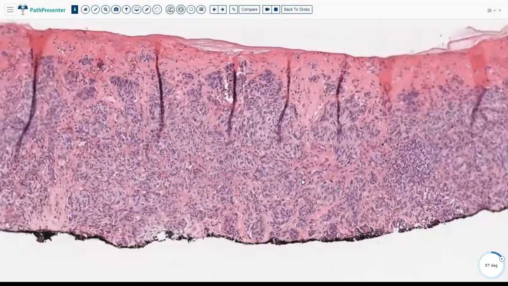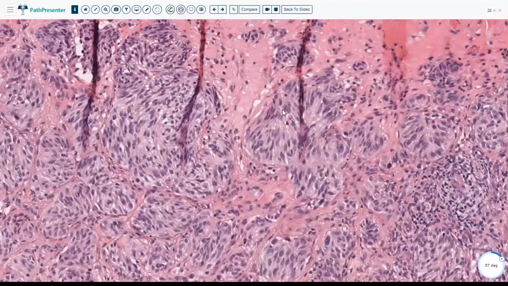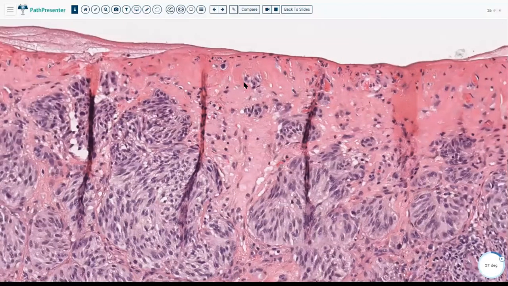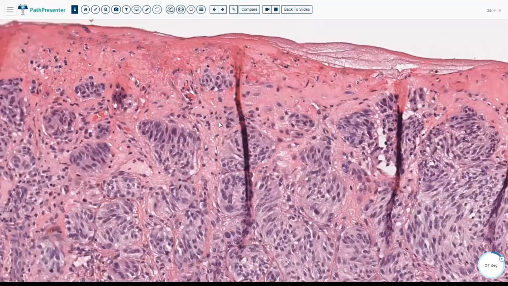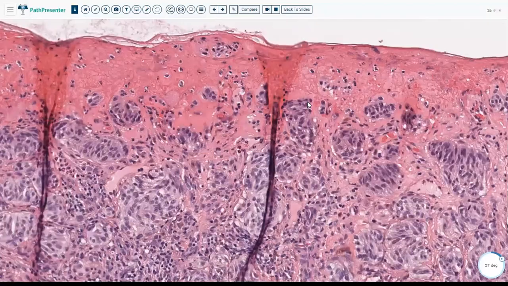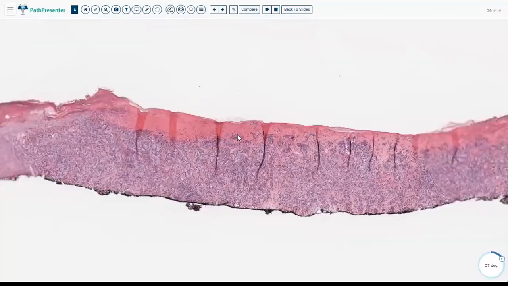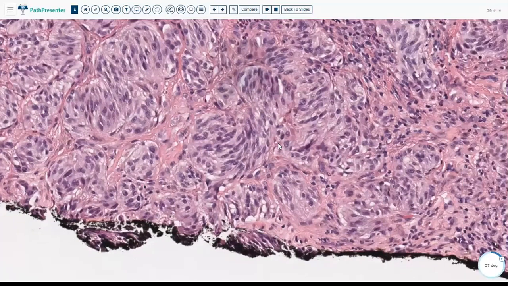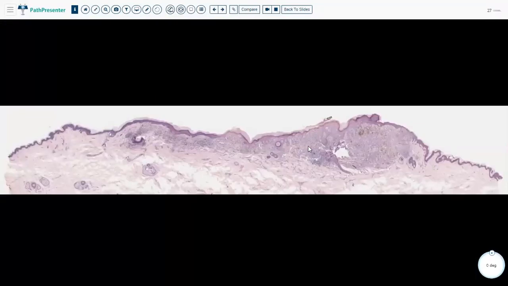If you can see here, the junctional component, huge nests, a lot of pagetoid scatter. See here, they're going all the way up, and you can tell for sure that these are melanocytes even without the stain, by how they're nesting, going up deep in the epidermis. These are all features of melanoma. I'll use a lot of examples of melanomas here.